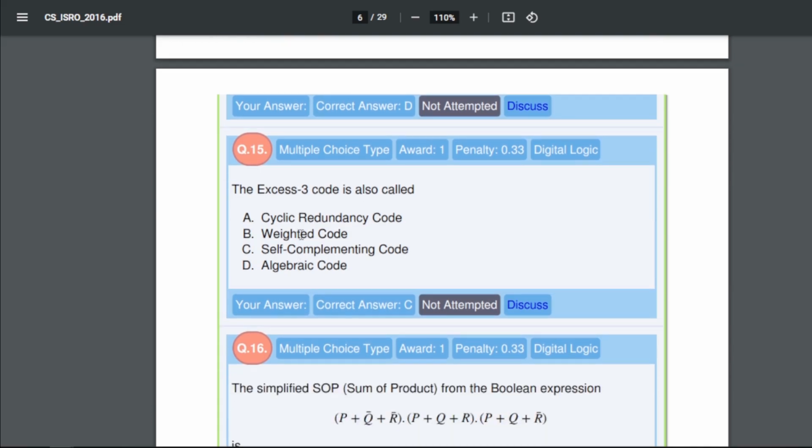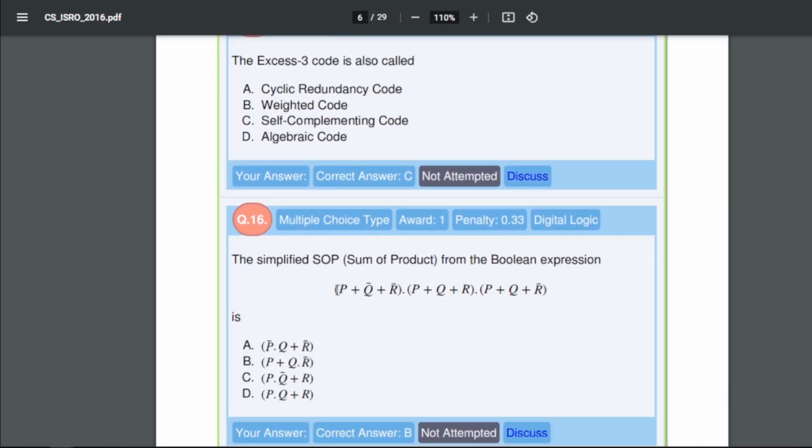Now question number 15: the XS3 code is also called what? Basically, the XS3 code is also known as a self-complementary code. Always remember that XS3 code is also known as a self-complementing code. So C will be the answer.